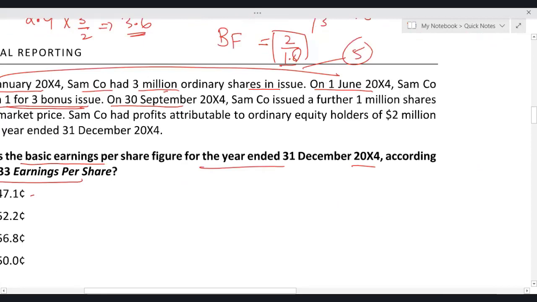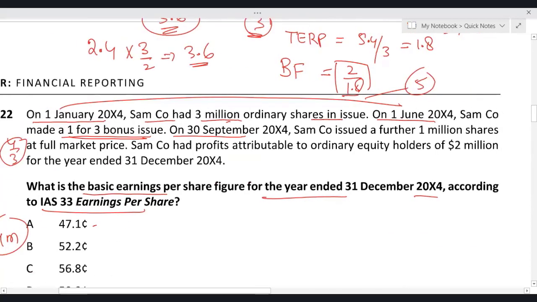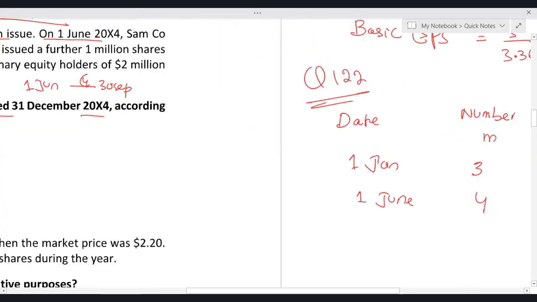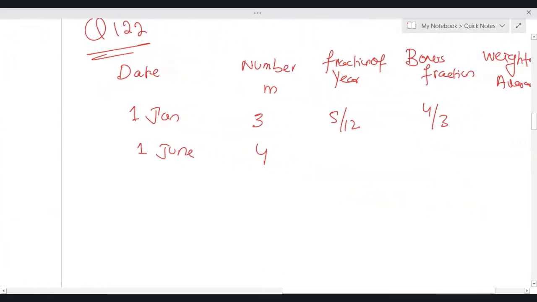Now let's see after 1st June, when is the next transaction? On 30th September X4, Sam issued a further 1 million. It means after 1st June, the next transaction is in September. So from 1st June till 30th September, if you count the time period, we have 4 months: June, July, August, September. The gap is 4 months. So 4 out of 12. Then on 30th September, company has made a further 1 million. Now listen.